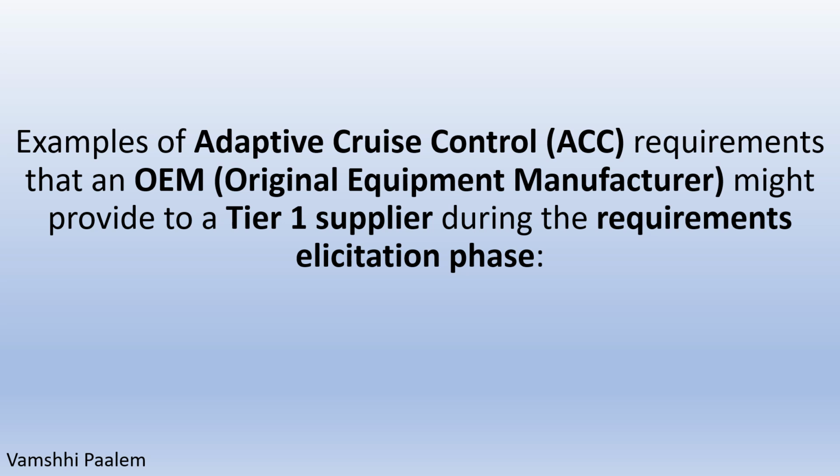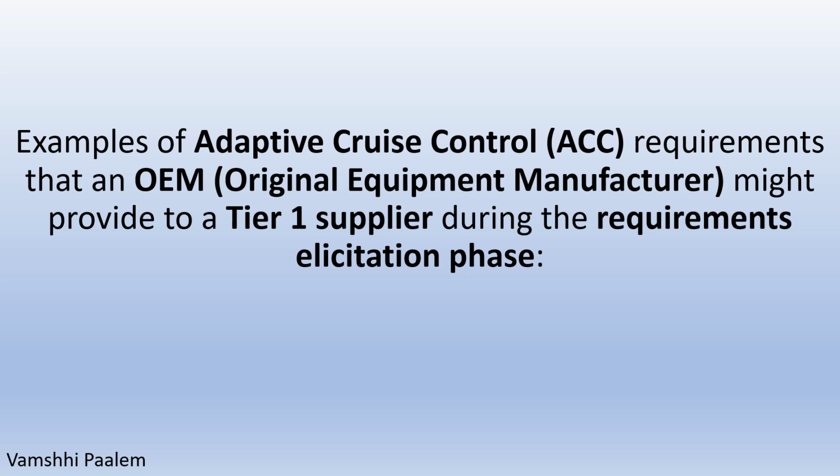Now, I have prepared or accumulated some requirements elicitation processes for three functionalities. One is adaptive cruise control, and the remaining two I will also share with you. So I'll give you an example. What are the exact requirements that an OEM may share with tier 1? I use the word may or might because there is no hard and fast rule. It depends on how comfortable an OEM is sharing its confidential requirements with the tier 1. Sometimes it may share in depth, sometimes it may share surface-level requirements.